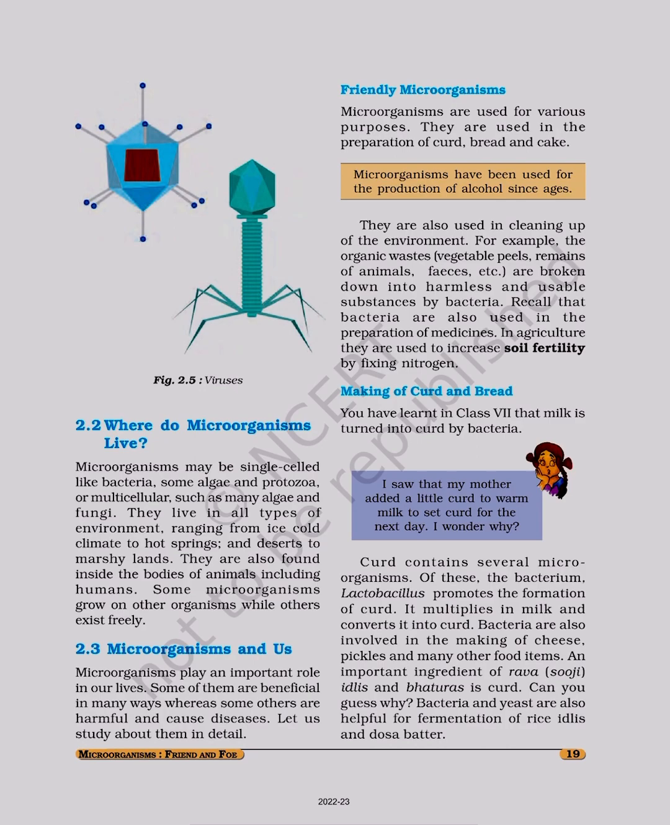Bacteria are also involved in the making of cheese, pickles, and many other food items. An important ingredient of rava, suji, idlis, and bhaturas is curd. Can you guess why? Bacteria and yeast are also helpful for fermentation of rice, idlis, and dosa batter.